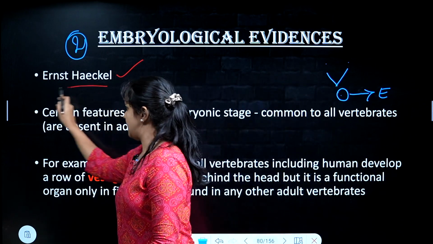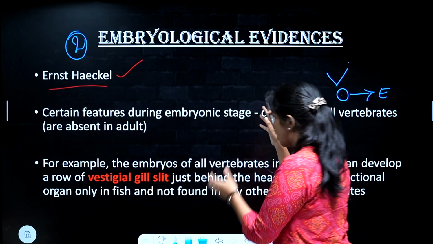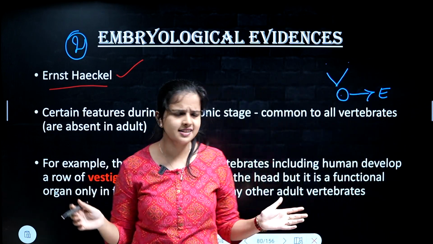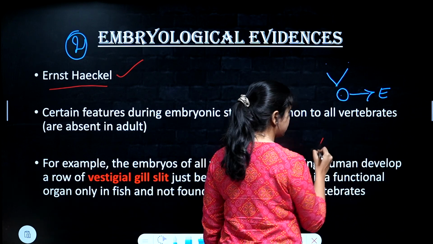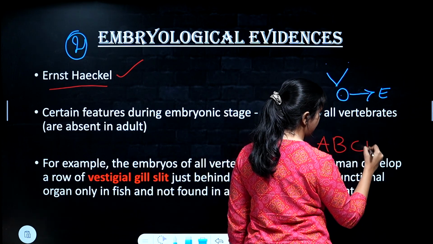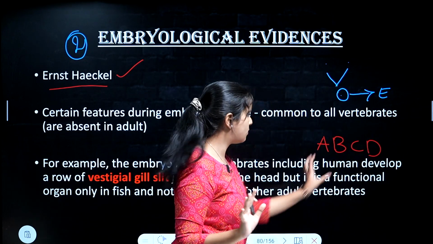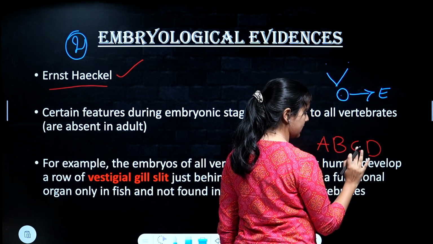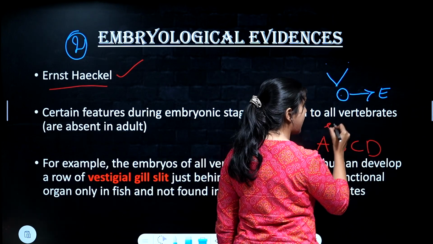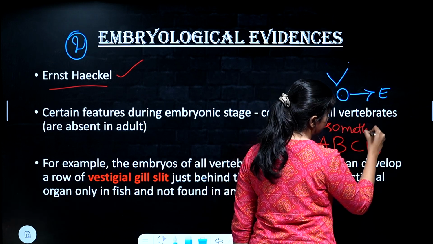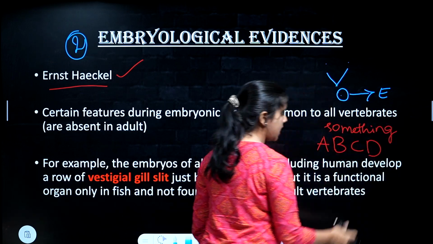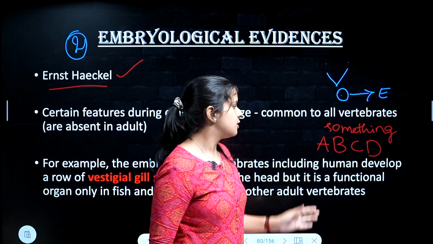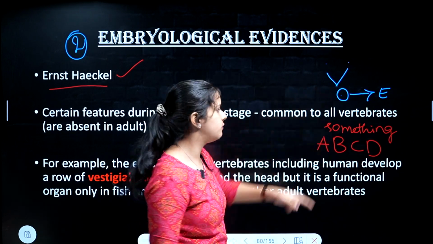Ernest Haeckel said that certain features during the embryonic stage of some organisms are common to all vertebrates. What did he say? He said that if we consider four vertebrates A, B, C and D, and if we look at the embryos of all these four organisms, they have something in common. These organisms may be completely different, but they are all vertebrates. So if we look at their embryos, we can see something in common.